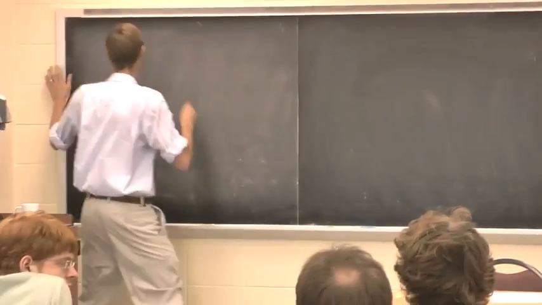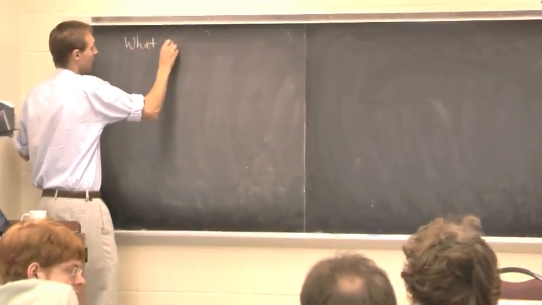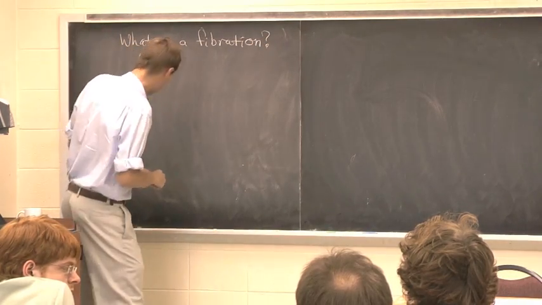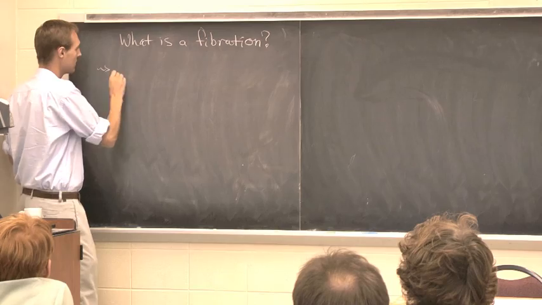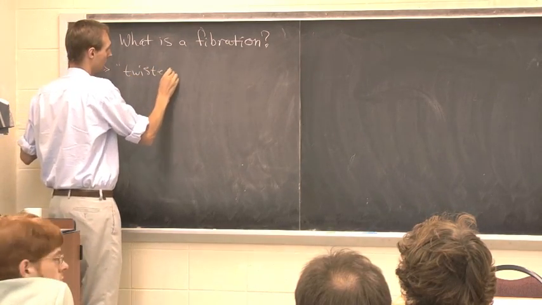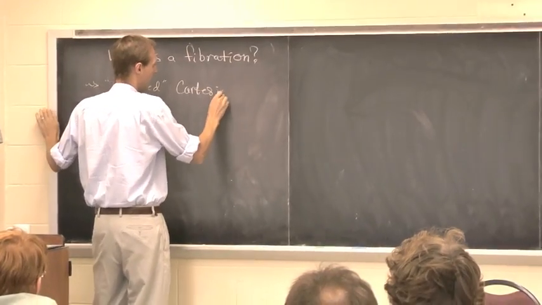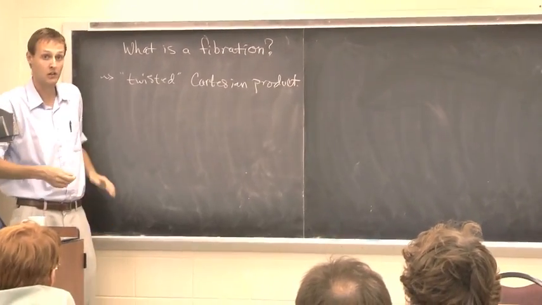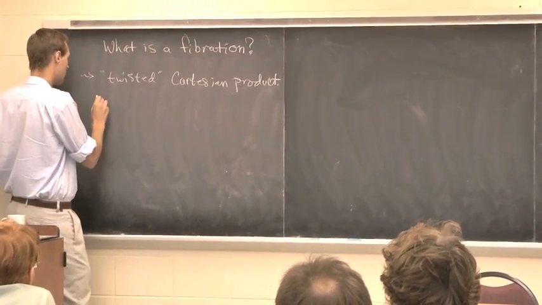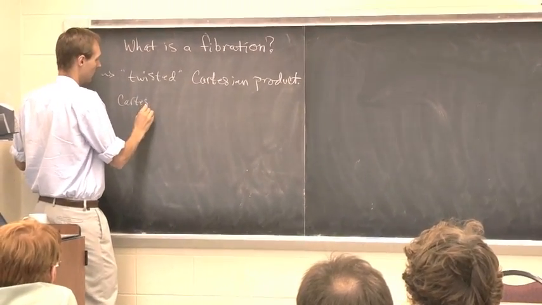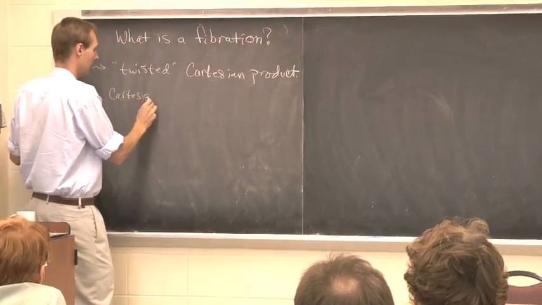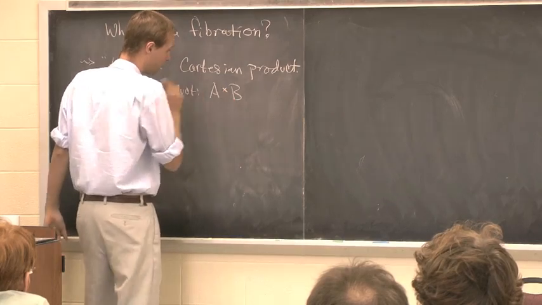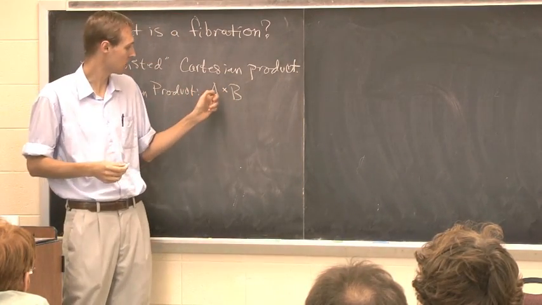So the next thing I want to talk about is what is a fibration? So the short answer to this question is a fibration is a twisted Cartesian product. Maybe everyone here has seen the Cartesian product before, but I just want to remind you briefly. So the Cartesian product is the set of all pairs of things. If you have a set A and another set B, you can form the Cartesian product of A and B, and it's just a new set which is formed by pairs of things.